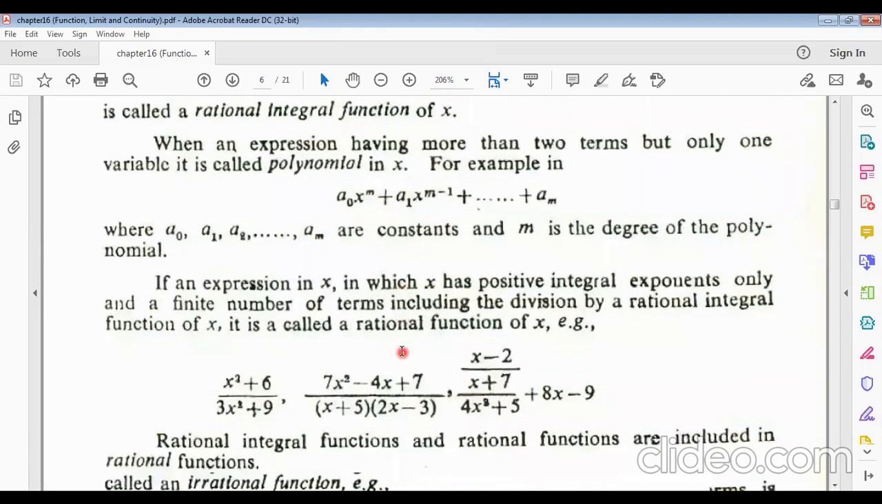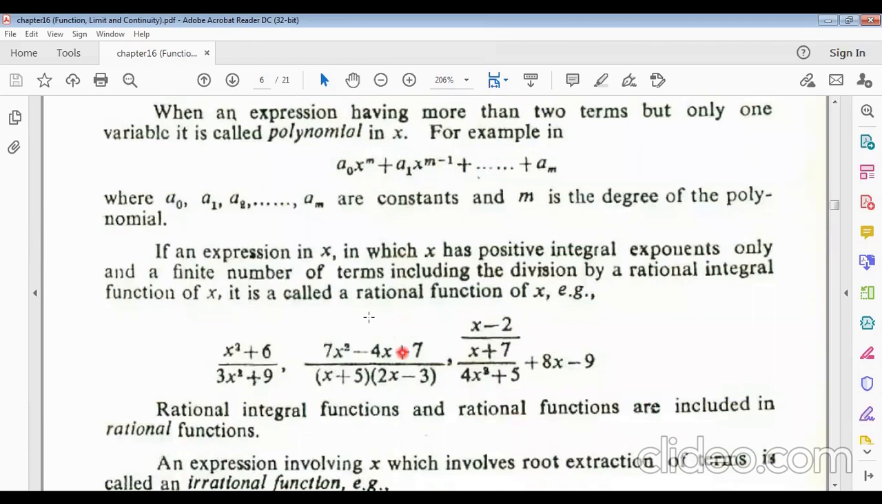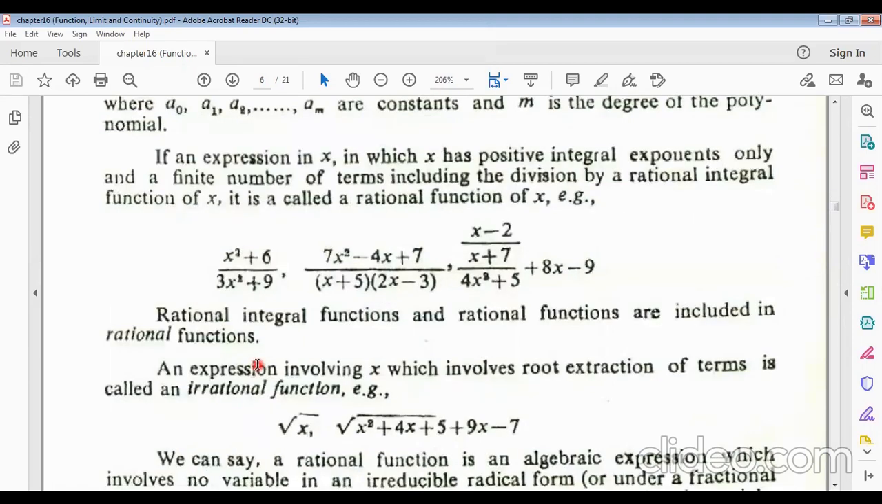Now rational function, what? If the expression in x, in which x has positive integral exponents and only a finite number of terms, includes the division p by q, this type of function is called a rational function. That is, a numerator divided by a denominator. This type of function is called a rational function.